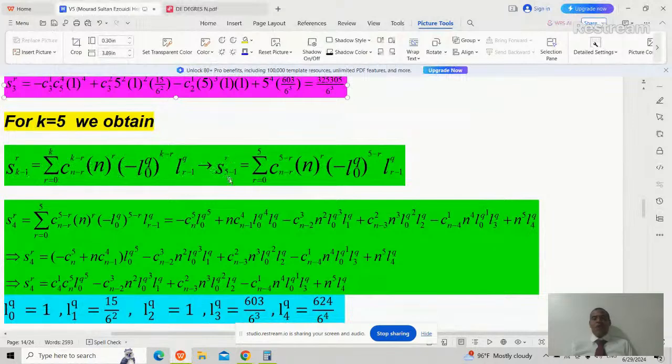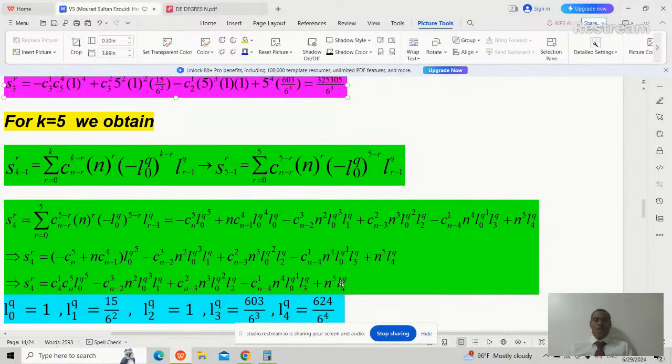Therefore, when you substitute k with 5, you will get 5 minus 1, which gives you S4. After expanding this, you will get the last part, which is S4 equals combination 4 choose 1, combination n choose 5, L0 for the q raised to the power 5, minus combination n minus 2 choose 3, n squared, L0 for the q raised to the power 3 times L1 for the q, plus combination n minus 3 choose 2, n cubed, L0 for the q squared, L2 for the q, minus combination n minus 4 choose 1, n raised to the power 4, L0 for the q raised to the power 1, L3 for the q, plus n raised to the power 5, L4 for the q.